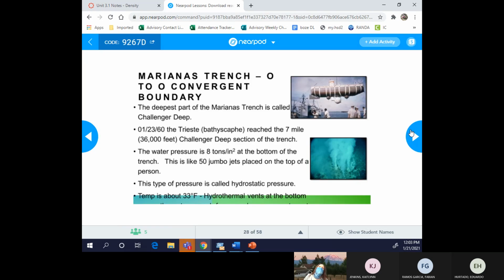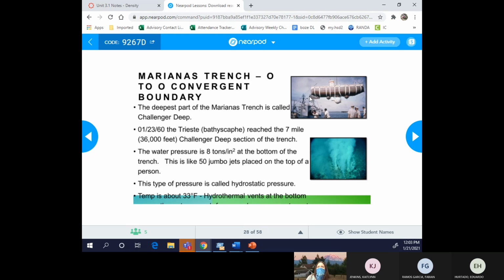So the Mariana Trench, like I said, it's 7 miles at its deepest point. They call it the Challenger Deep for that section of the trench, over 36,000 feet deep. The water pressure is 8 tons per square inch. So that is the equivalent of trying to balance and put 50 jumbo jets on your head. So you would be squished into non-existence and complete mush.